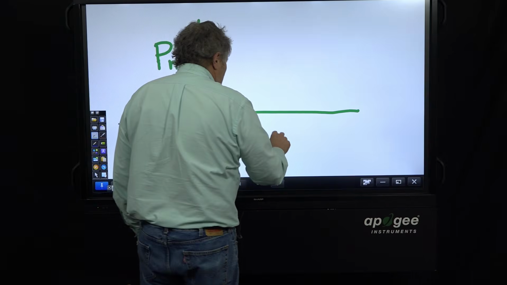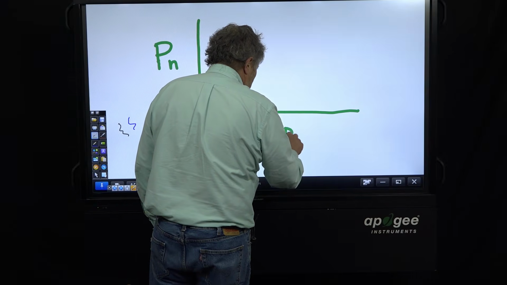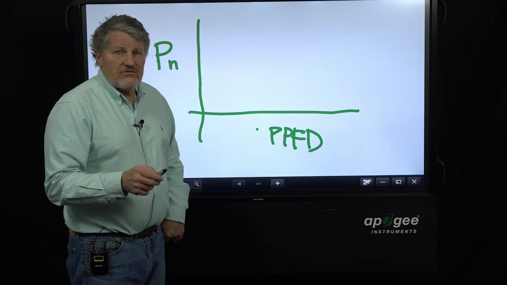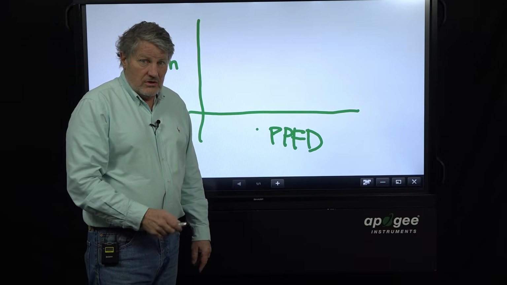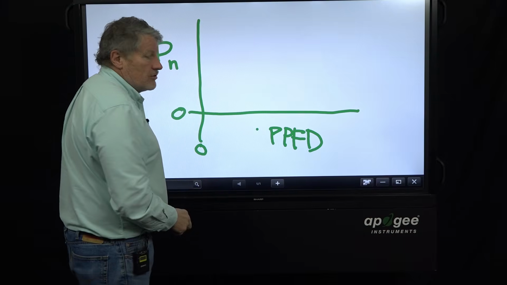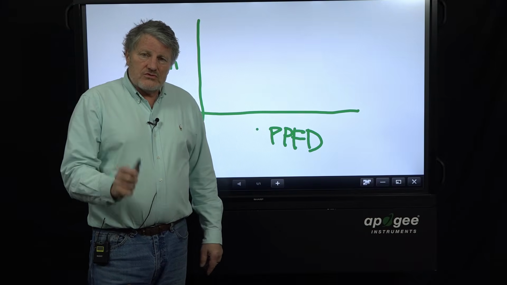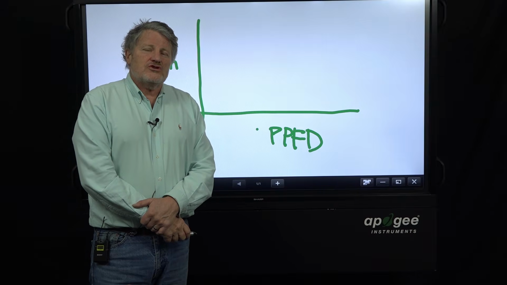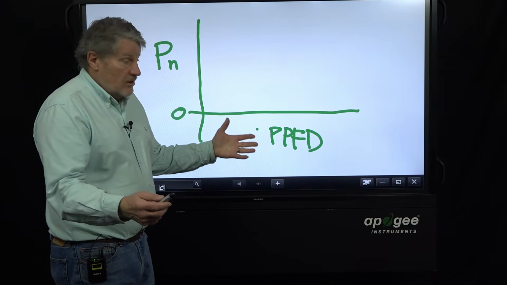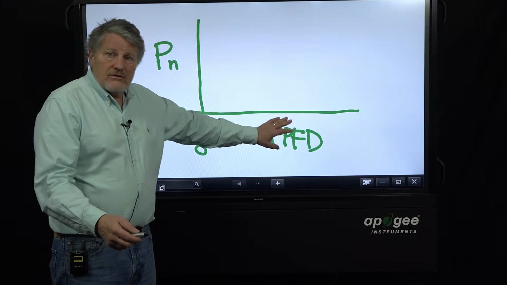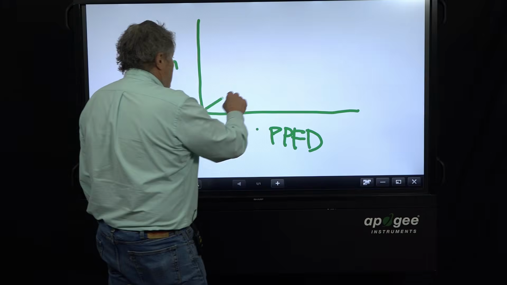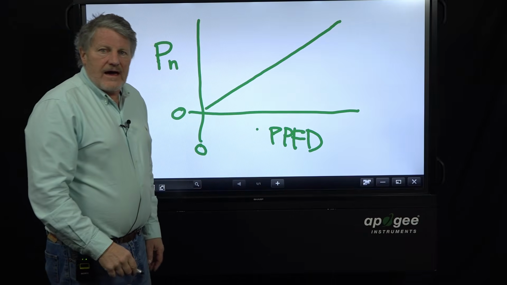And over here, we're going to put PPFD, photosynthetic photon flux density. That's what we just measured with that Apogee meter. This graph starts at 0 here and 0 here. If this was Introduction to Plant Science, and we asked this question, everyone would say, well, of course, light or photon flux drives photosynthesis, so that curve is going to look like that.